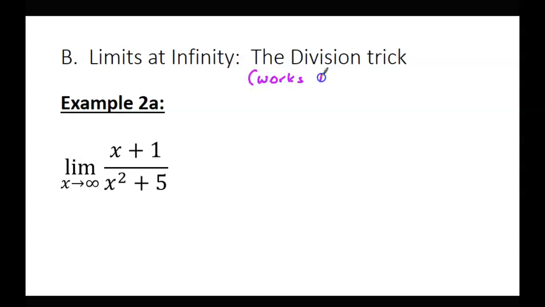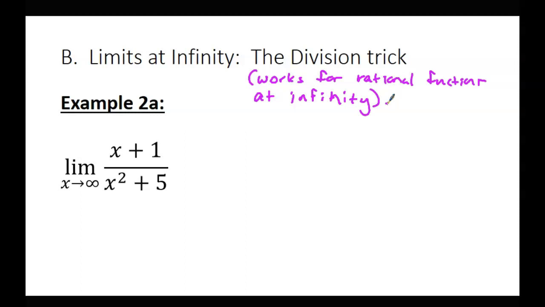Works for rational functions at infinity. So you can't apply this in other circumstances necessarily. Okay? Okay, here we go.